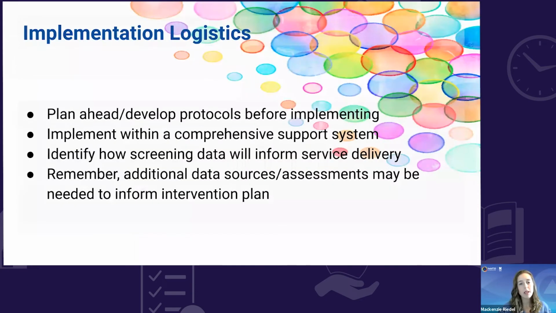When thinking about consent type and what skills you want to screen for, Jill had talked about that with selecting a screener, and those really go hand in hand with some of those implementation logistics. So first and foremost, we want to have a plan before we start implementing anything. We want to talk about what our process is before we begin. And by going into this process with a plan, typically it will go smoother, and you'll also be able to use that data more effectively if you know what direction you might be going before you begin.